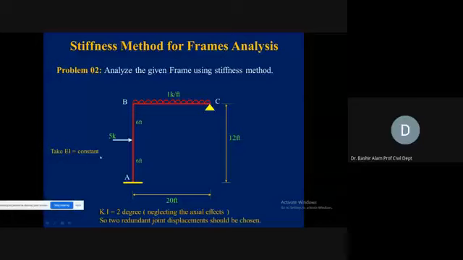EI, take this equal to constant. And the horizontal length of member BC is 20 feet, and the height of the column is 12 feet. Now again, if we ignore the axial effects, it's a 2 degrees indeterminate problem, that is theta at B and theta at C. Now how are we going to solve this problem?